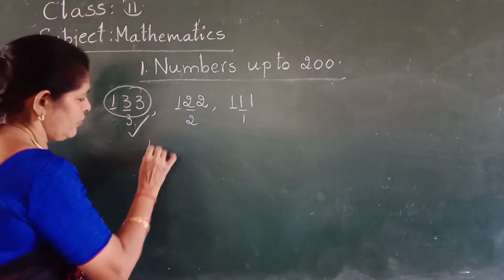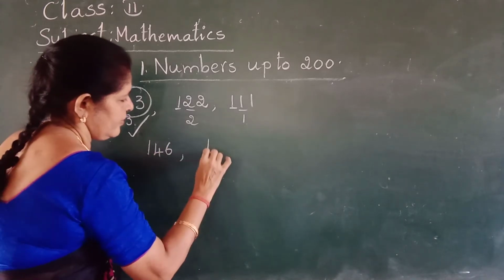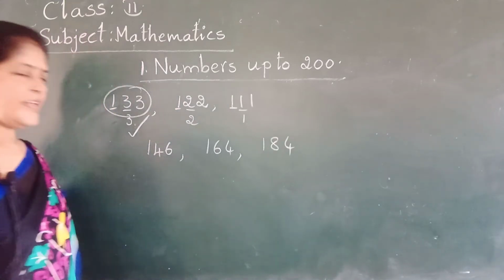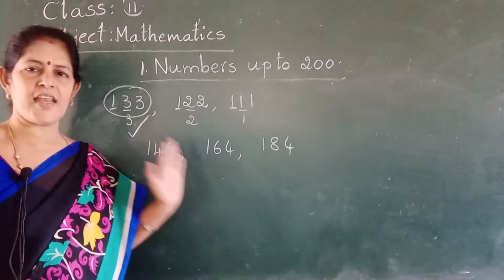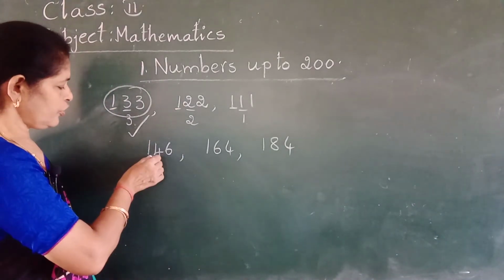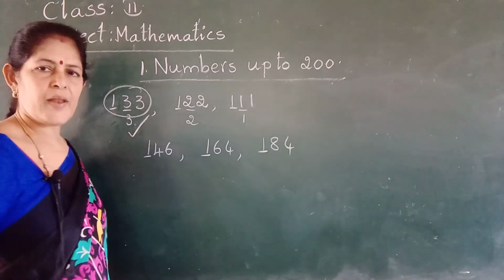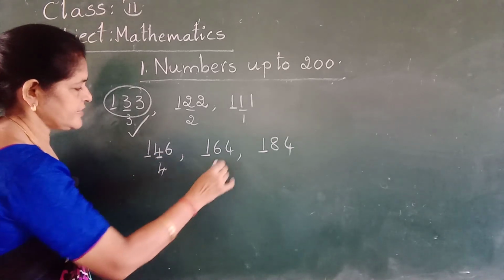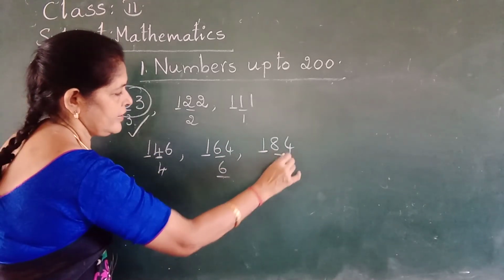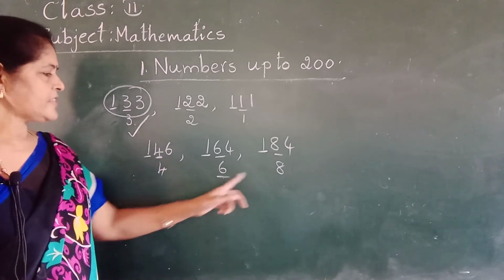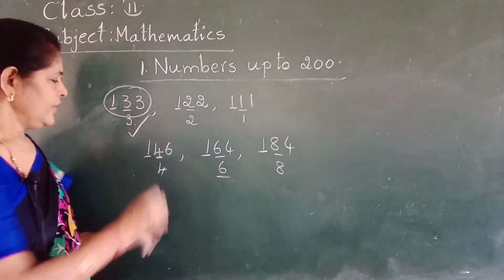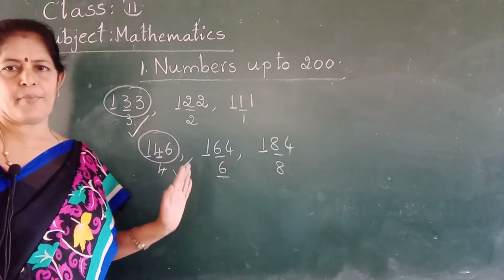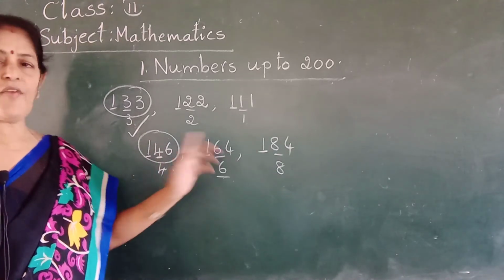Another one. 146, 164, 184. Which is the small among these three numbers? Again go through hundreds. Hundreds place numbers are same. Then going to compare tens. Here 4 is there, here 6 is there, here 8 is there. In the tens place numbers 4 is small. That means 146 is smaller than these numbers. This is small in the given numbers.